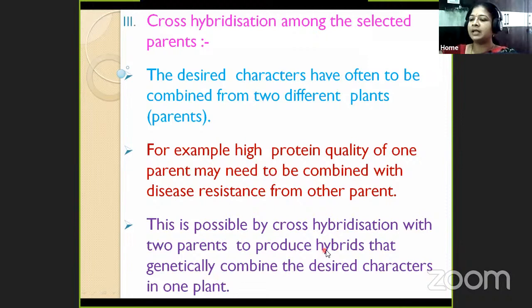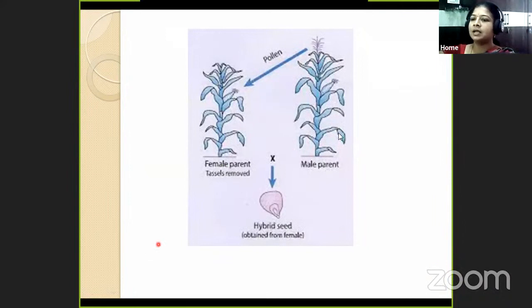This hybrid plant is full of desirable characters. Those desirable characters are obtained from both parents, male and female parents, and are present in a single hybrid plant. It is the main aim of plant breeding. So when we observe this cross hybridization in this diagram, this one is the male parent and this is the female parent. Female parent is bisexual in nature.